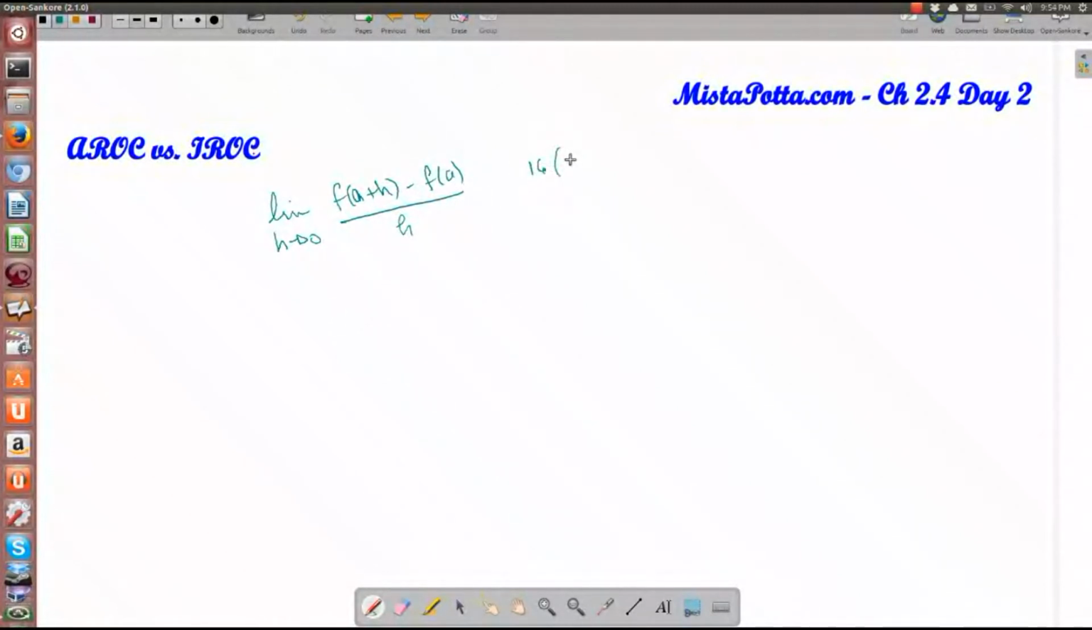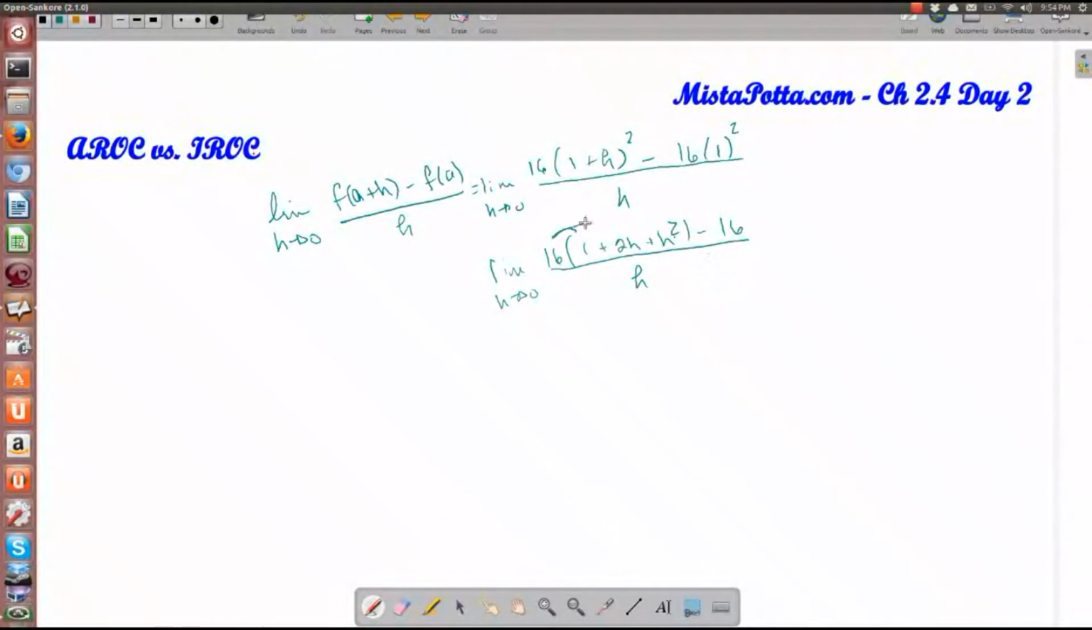If I'm doing this with the problem that we had before, this is 16 times t squared. In this case, t is 1 plus h, minus 16 times t squared where t is 1 for a, over h. So I want to evaluate the limit as h goes to 0. In order to do this, I'm going to need to expand this binomial. So I'm looking for the limit as h goes to 0 of 16 times this expression, 1 plus 2h plus h squared, minus 16, over h.